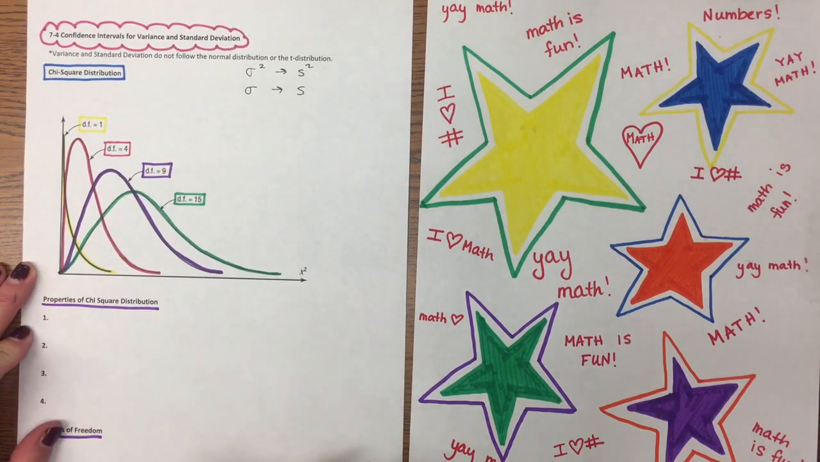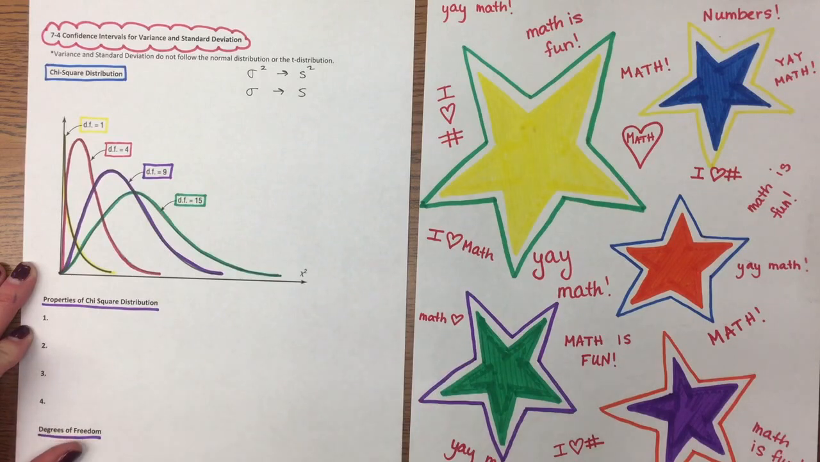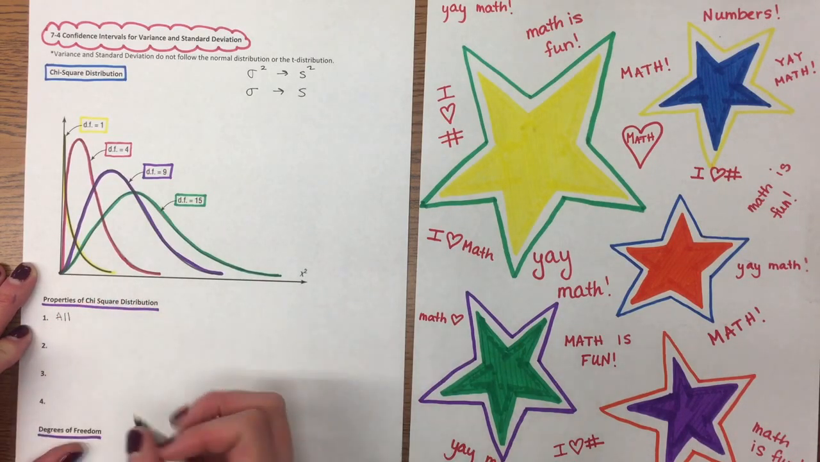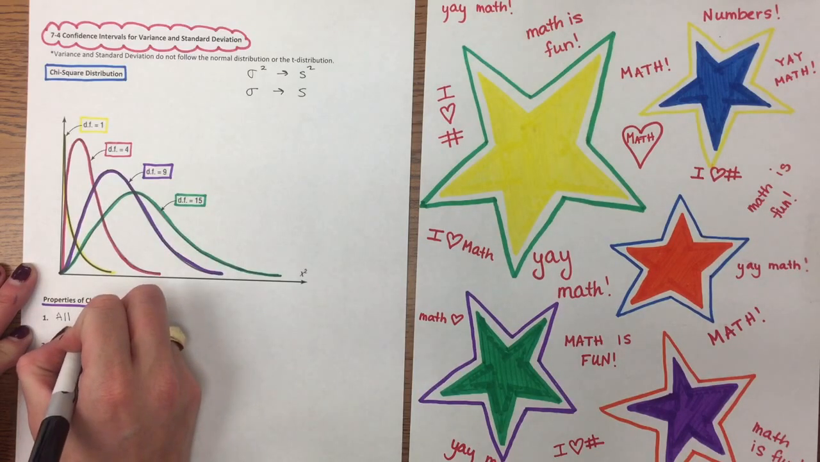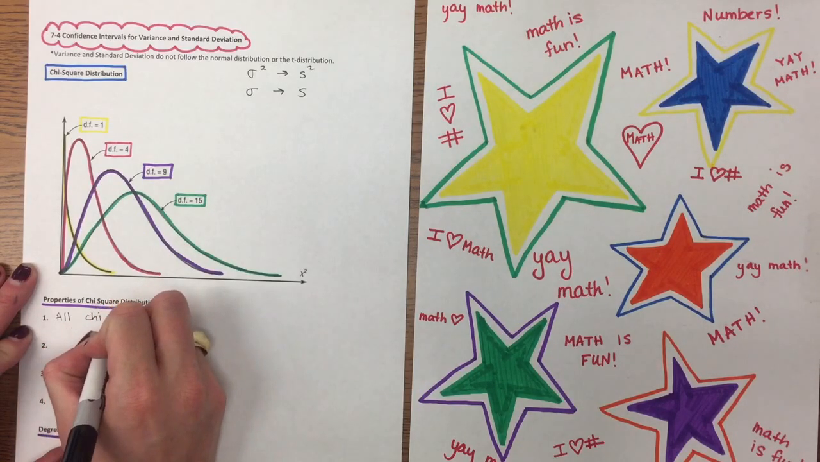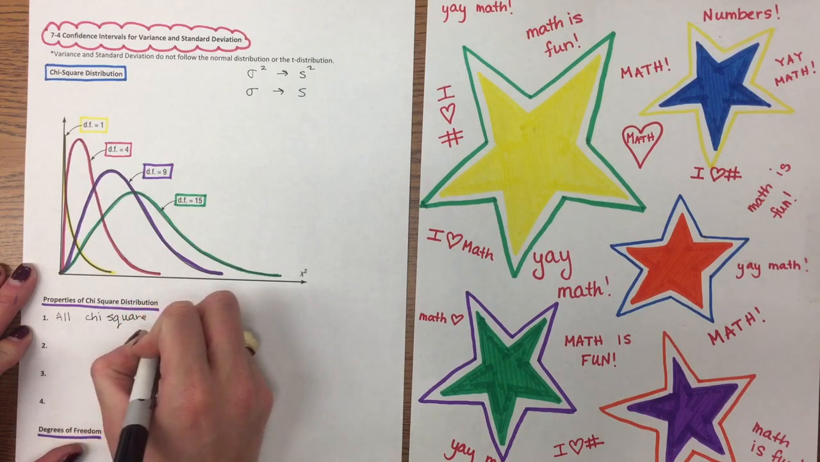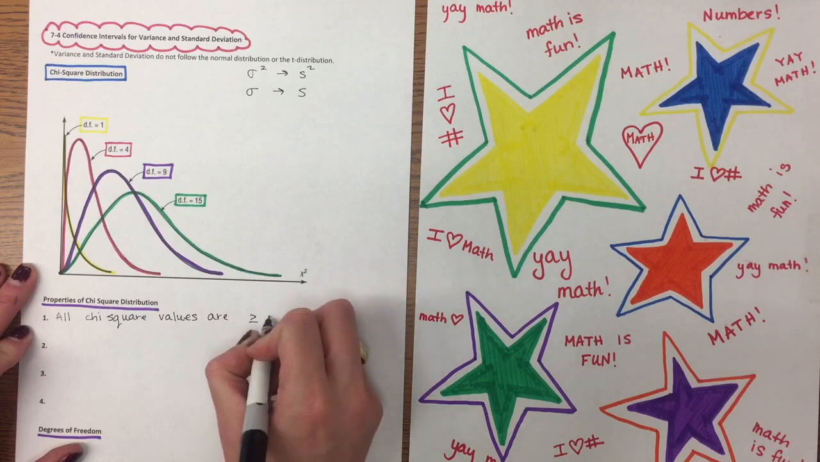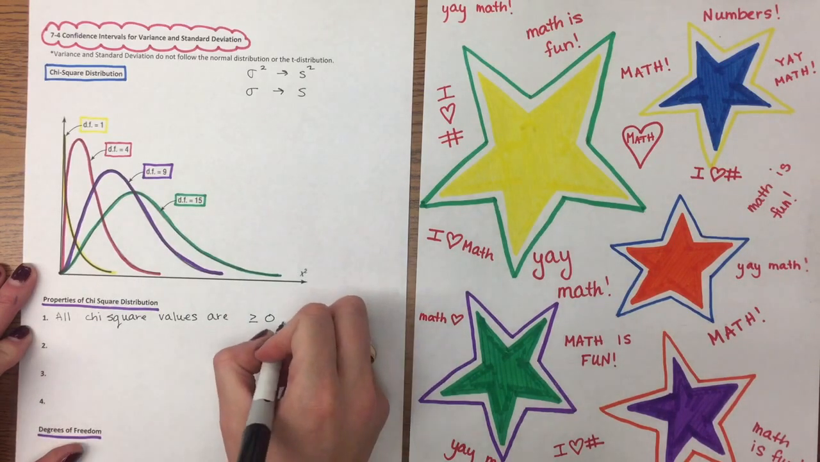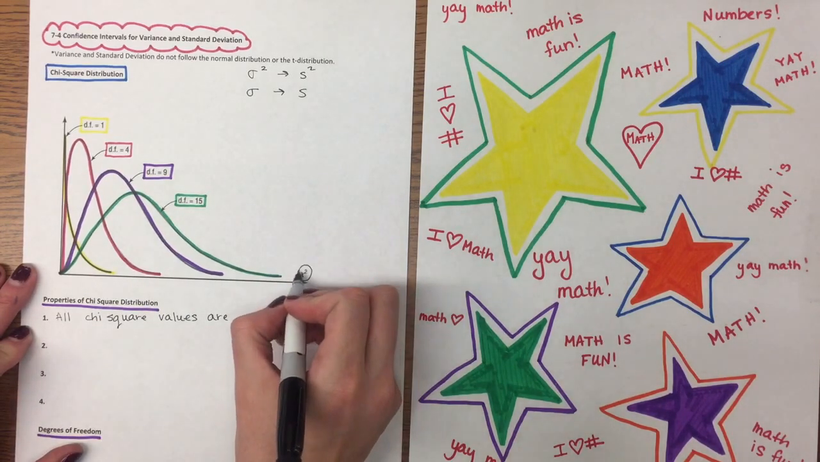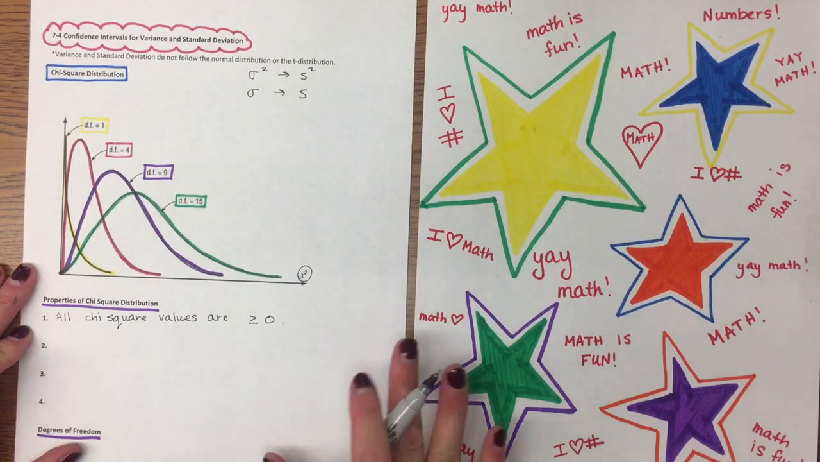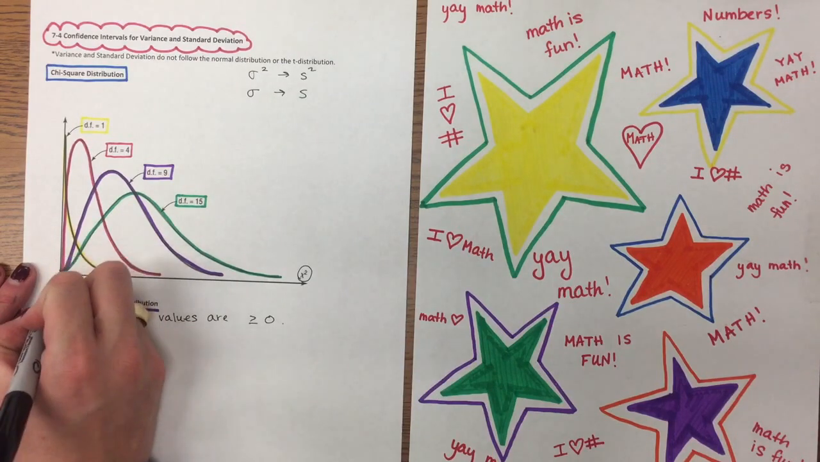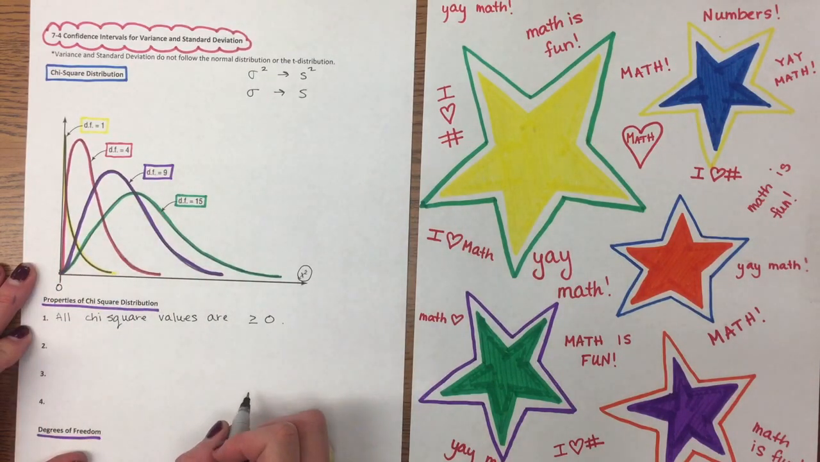So our 4 properties of all chi-square distributions: all chi-square values are greater than or equal to 0. That means there are no negative chi-square values. And if you think about the symbol chi-square, we've got something squared. Things that are squared aren't negative. So this value over here, this left limit, is 0.